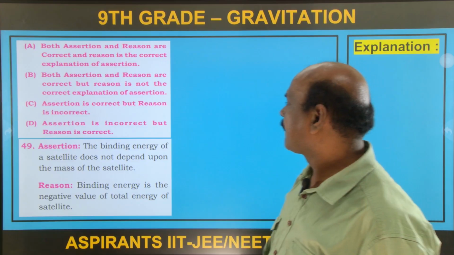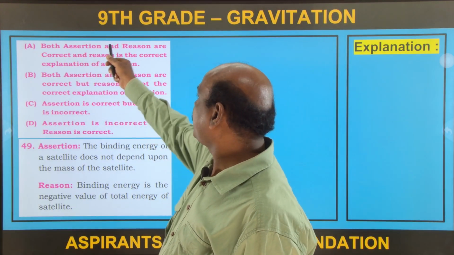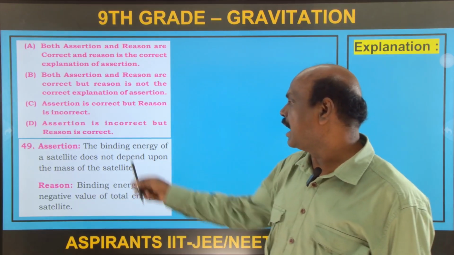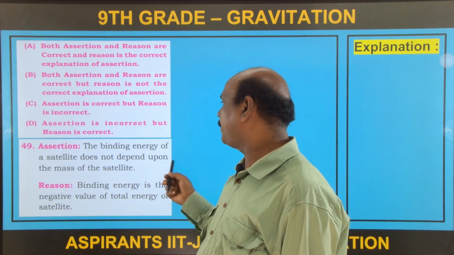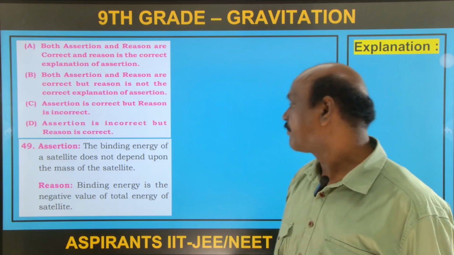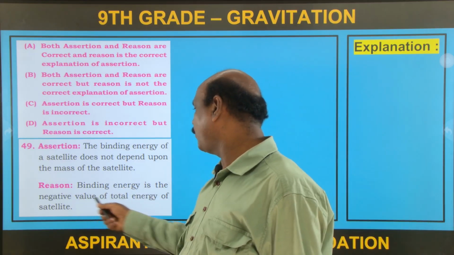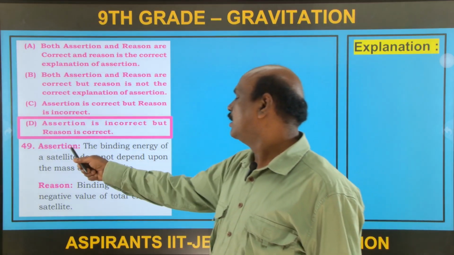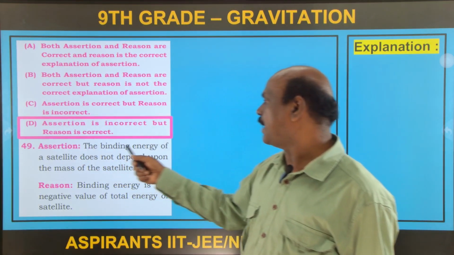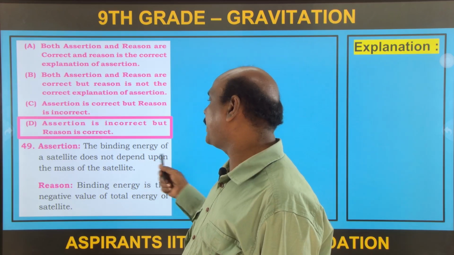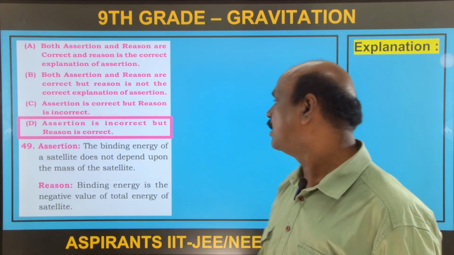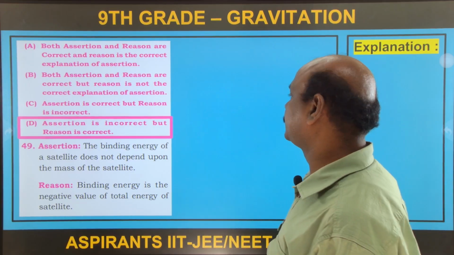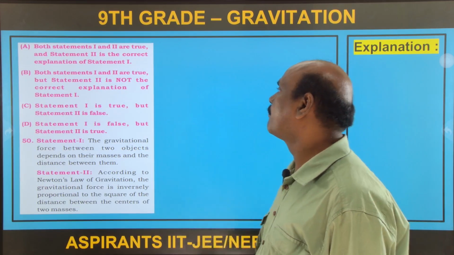Next, let us see the question again. The binding energy of the satellite does not depend upon the mass of the satellite, and binding energy is the negative value of the total energy of the satellite. So here if you observe, the assertion is incorrect because binding energy of a satellite depends upon the mass of the satellite, and the total energy of the satellite is negative, so we take that. Next, option D.